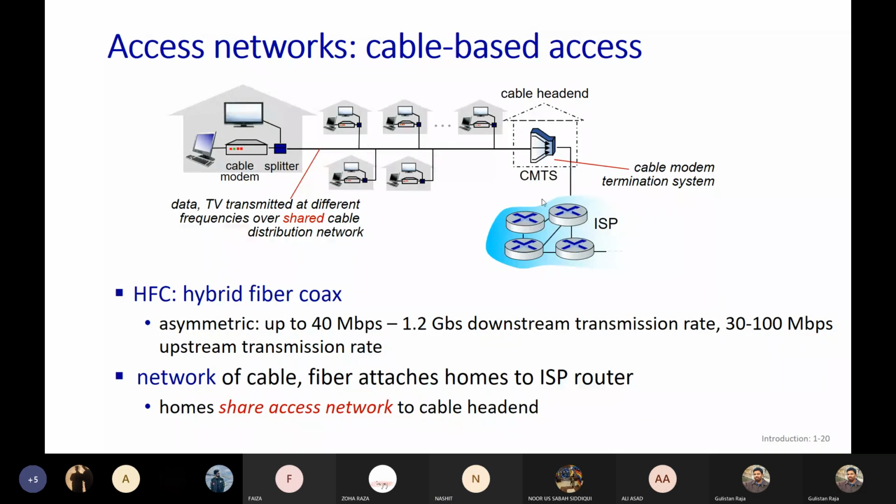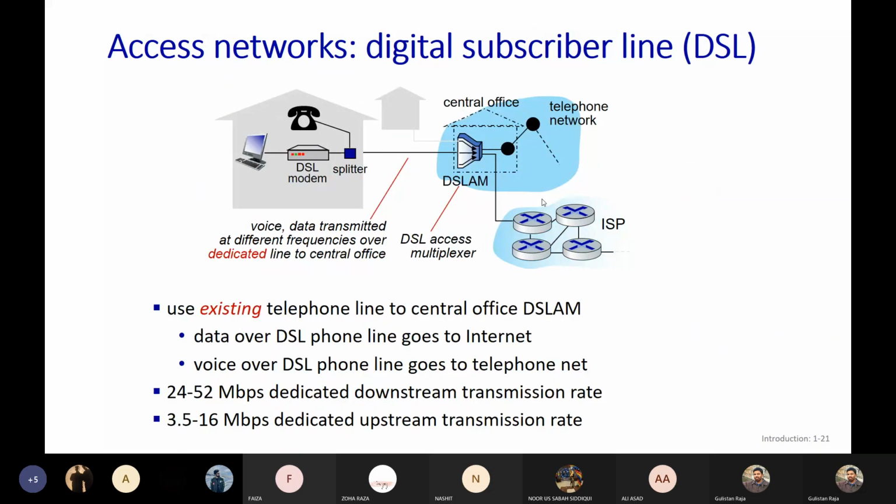Okay, so this is cable based access. Now let's move to another thing, DSLs. Now DSL has a different way of doing things. Basically, first of all, DSL uses existing telephone lines to the central office, which is known as DSLAM. Now, this central office means exchange. In our common terminology, we call it exchange, but in standard terminology, it is known as central office.